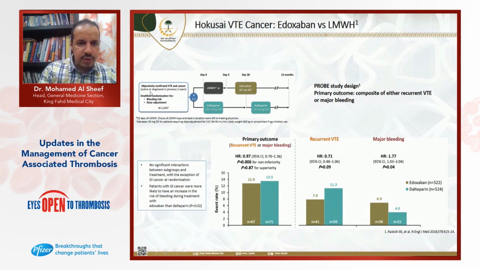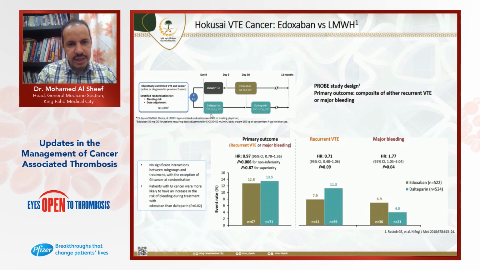For enrollment, patients had objectively confirmed VTE and cancer, either active or diagnosed in the previous 2 years. Randomization was stratified for bleeding risk and dose adjustment. They randomized 1-to-1 to low-molecular-weight heparin overlapped with edoxaban; this is the classical approach. Remember the CLOT study? Here it is not overlapping: they use low-molecular-weight heparin for 5 days, then switch. We call it the switching approach, like for dabigatran, switching from low-molecular-weight heparin to edoxaban.